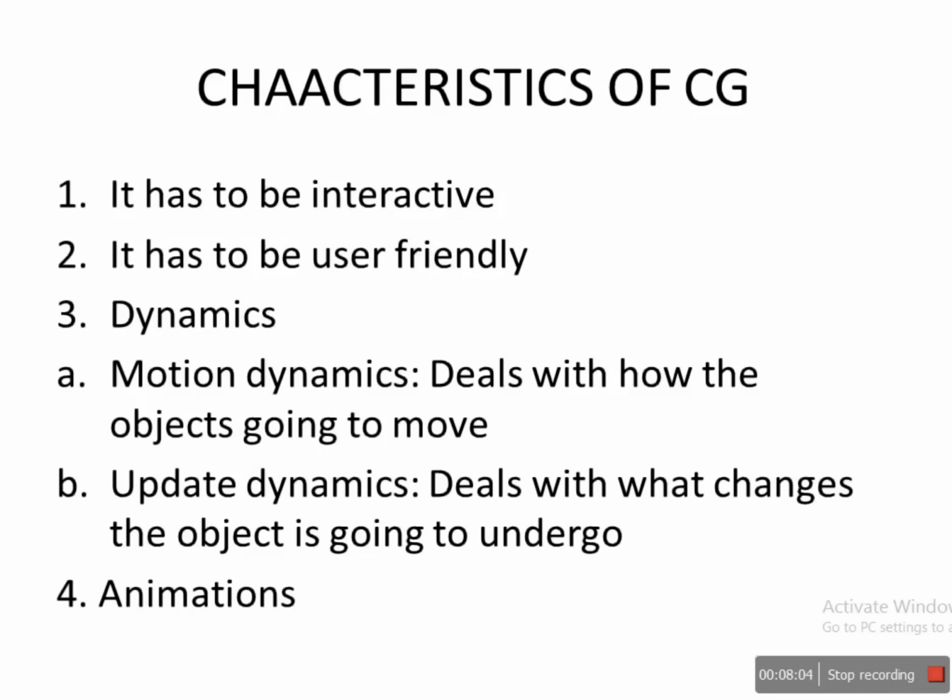Okay, and then next is update dynamics, which deals with what changes the object is going to undergo. For example, you might have played Fruit Ninja. When you're swiping the fruits with your sword in the game Fruit Ninja, the fruit breaks into parts. So the fruit undergoes some change, and that is called update dynamics. The fruit was intact first, but when you swipe it with a sword, it breaks. So that is called update dynamics.